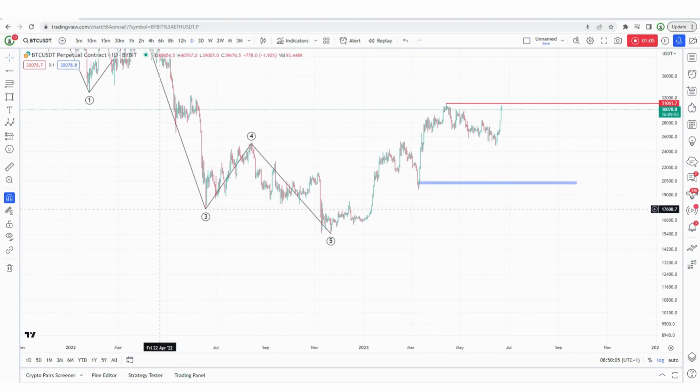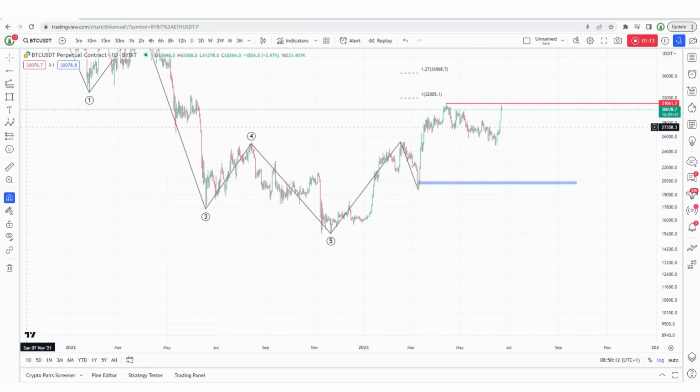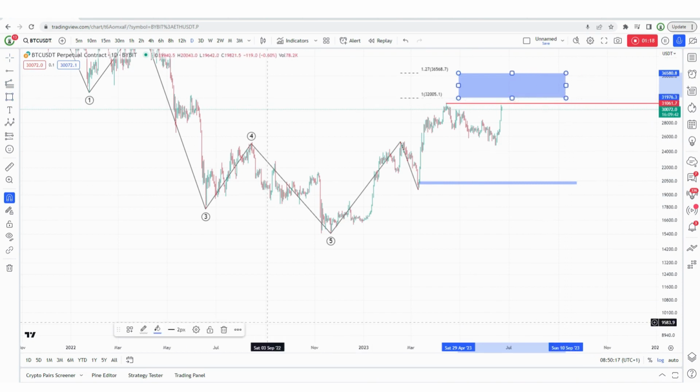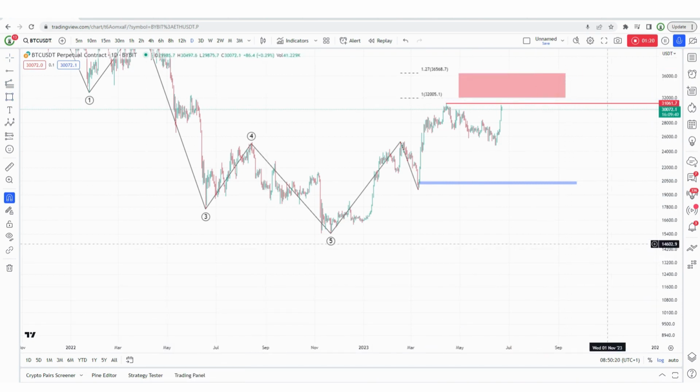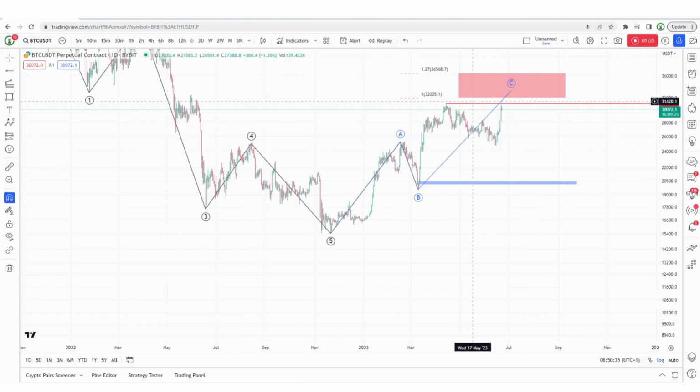Look what we've got here. This box up here, which we'll mark in red, would be the target for a larger ABC correction. So we would have A, B, C. However, the price does not need to get to that red box. I mean, it's almost there. Okay, it almost came up there.